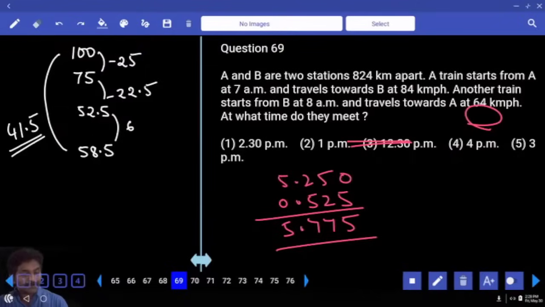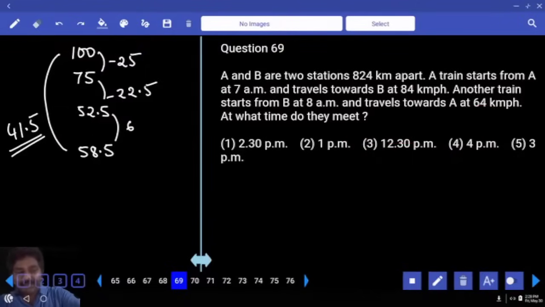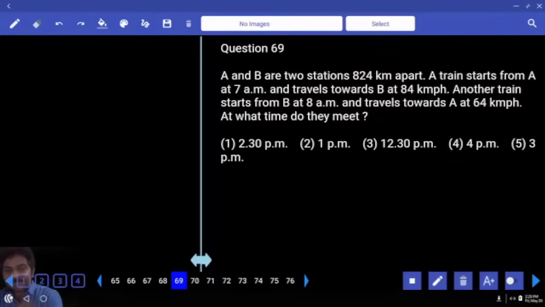A and B are 2 stations 824 kilometers apart. A train starts from A at 7 a.m. and travels towards B at 84 kilometers per hour. Another train starts from B at 8 a.m. and travels towards A at 64 kilometers per hour. At what time do they meet?